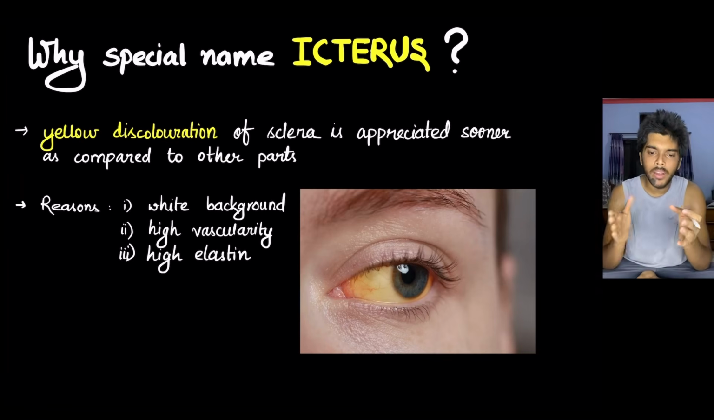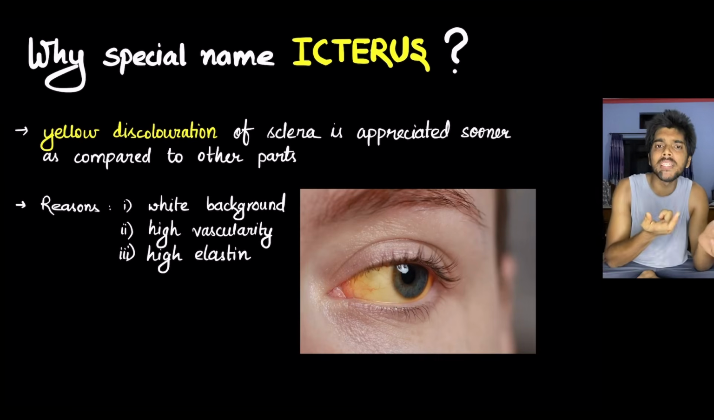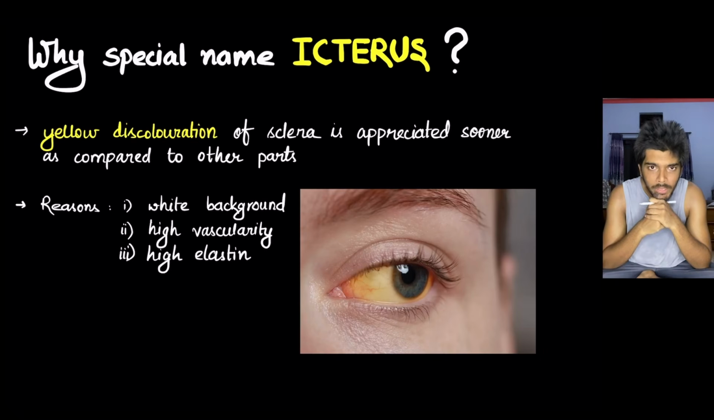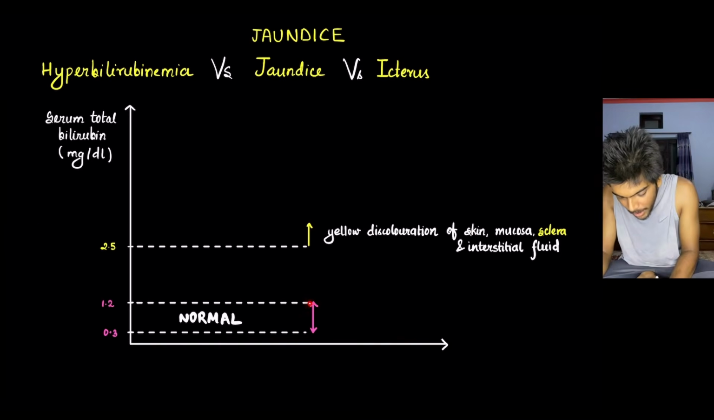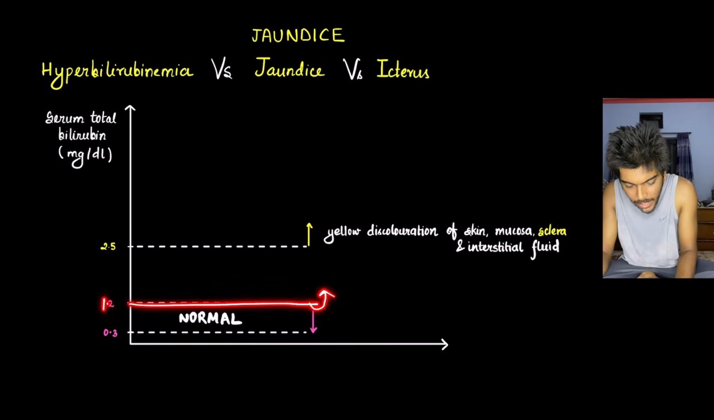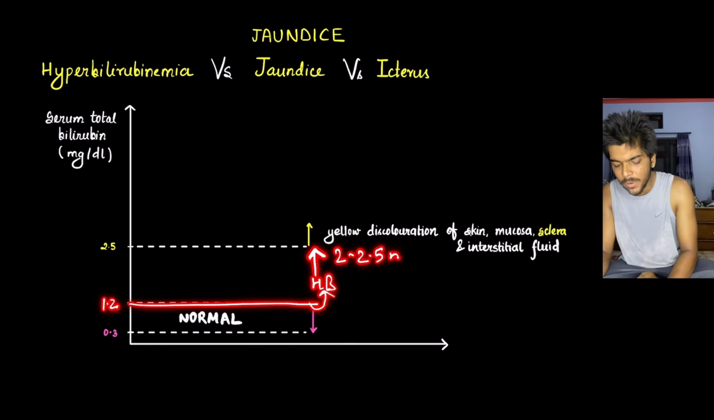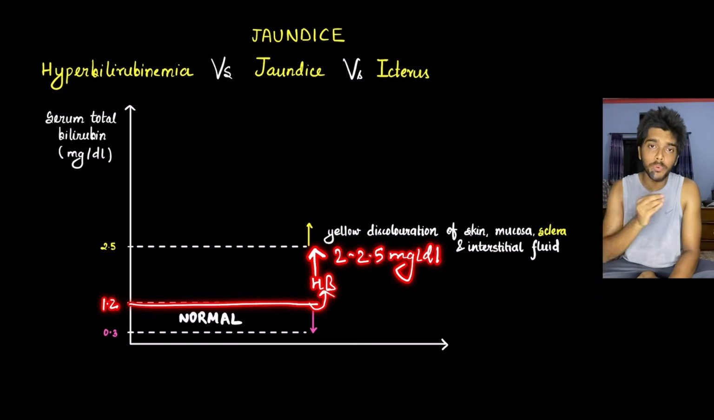Why did people decide to give the yellow discoloration of just the sclera a special name of icterus? Why is it so special? This is the reason why it is special. See, when jaundice is about to happen, the level of bilirubin is greater than the upper normal limit of 1.2 milligram per deciliter. That is hyperbilirubinemia. Then bilirubin level rises, leading to significant hyperbilirubinemia of around 2 to 2.5 milligram per deciliter. At this point, bilirubin goes and deposits at various parts of the body, leading to its yellow discoloration.